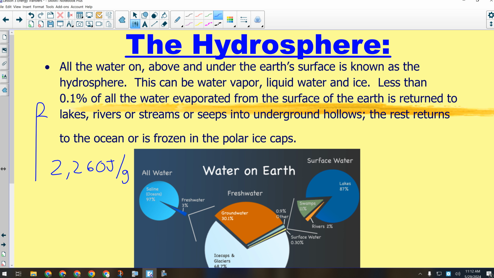Okay, so 1 gram of water is 1 milliliter of water. Imagine a volume of water about the size of a raisin. That's 1 gram of water. It takes 2,260 joules of energy to turn that liquid water into water vapor. That's huge. Now imagine a thunderstorm comes along.